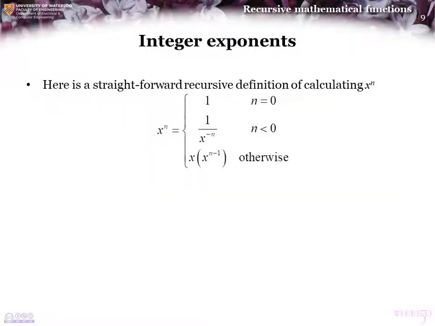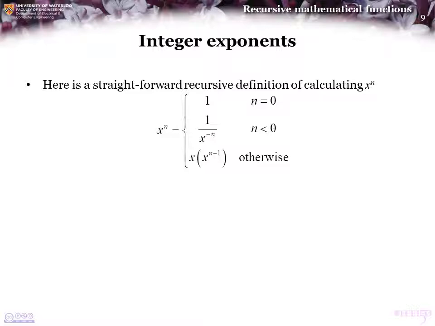Now, here we have a reasonably straightforward recursive definition of calculating x to the n when n is an integer. As you can see with the recursive component, it looks very similar to that of the factorial function. X to the 5 is found by multiplying x to the 4 by the value x. The only subtle difference is, how do we calculate x to the negative 10? Well, what you do is you calculate x to the 10 and you take the reciprocal of that.